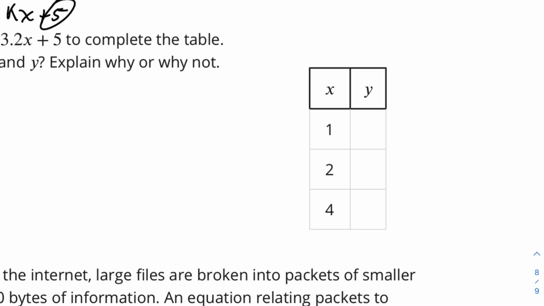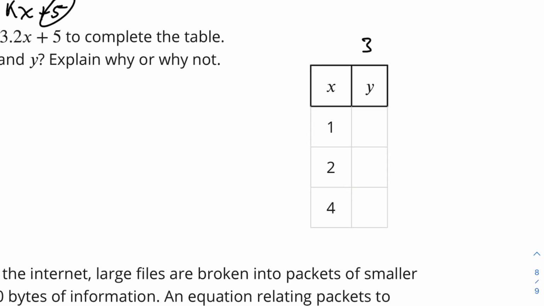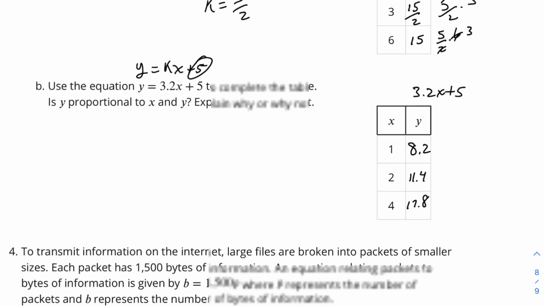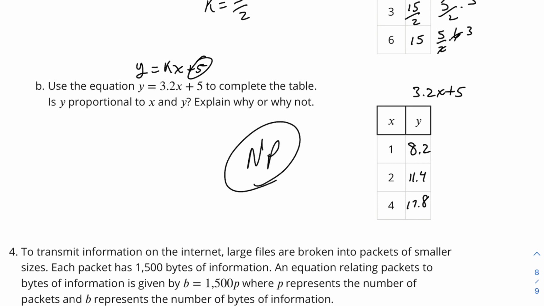It's going to be 3.2x plus 5. So I'm taking that x value, multiplying by 3.2, and then adding 5. 3.2 plus 5 is going to be 8.2. 2 times 3.2 is going to be 6.4. 6.4 plus 5 would be 11.4. And then 4 times 3.2 is going to be 12.8. 12.8 plus 5 is going to be 17.8. But that is not proportional, not in the right form.